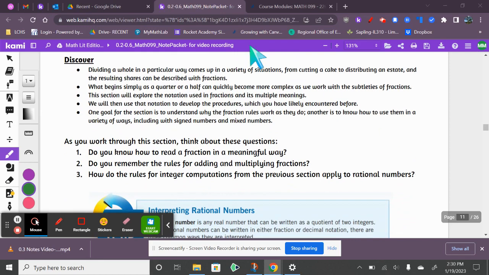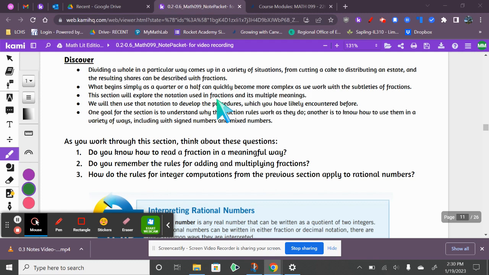So something to keep in mind is that dividing a whole number in a particular way comes up in a variety of situations, from cutting a cake to distributing an estate, and the resulting shares can be described with fractions. What begins simply as a quarter or half can quickly become more complex as we work with the subtleties of fractions. This section will explore the notation used in fractions and its multiple meanings.